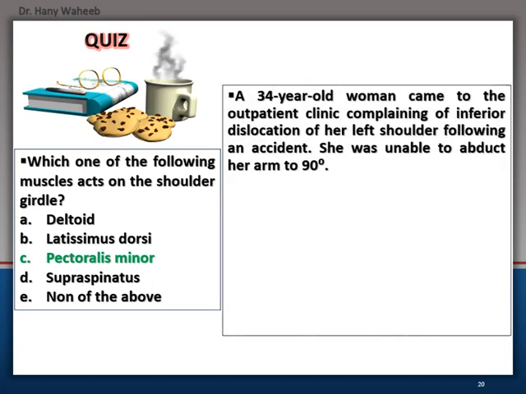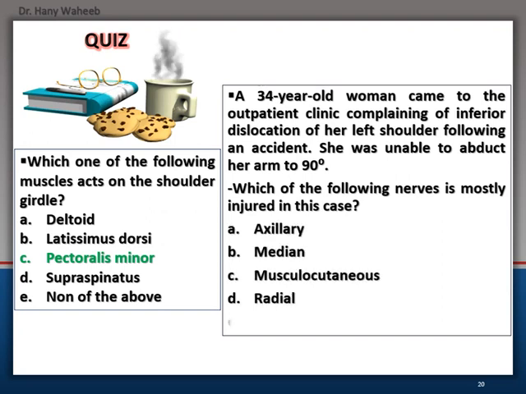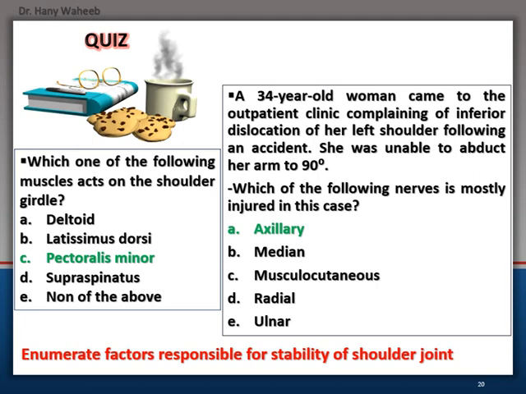Question 2. A 34-year-old woman came to the outpatient clinic complaining of inferior dislocation of her left shoulder following an accident. She was unable to abduct her arm to 90 degree. Which of the following nerves is mostly injured in this case? Axillary. Median. Musculocutaneous. Radial. Ulnar. Correct answer is number A, axillary nerve. Question 3. Enumerate factors responsible for stability of shoulder joint.